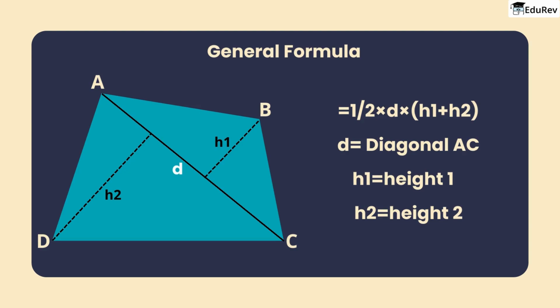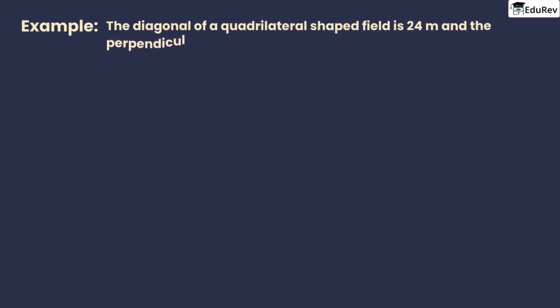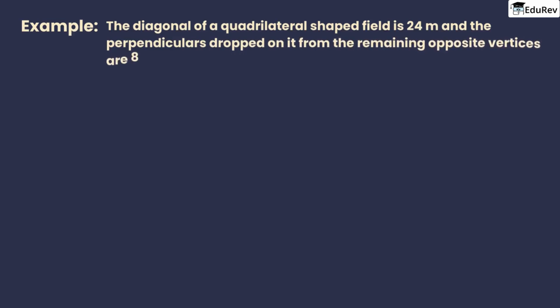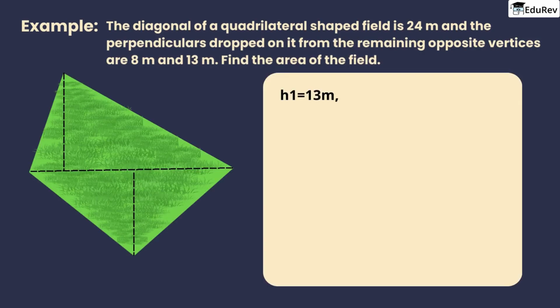Let's try to solve an example using this formula. The diagonal of a quadrilateral-shaped field is 24 meters and the perpendiculars dropped on it from the remaining opposite vertices are 8 meters and 13 meters. Find the area of the field. Let us first draw a figure for this question. Now, from the figure we can see that H1 is equal to 13 meters, H2 is equal to 8 meters, and the diagonal D is equal to 24 meters.